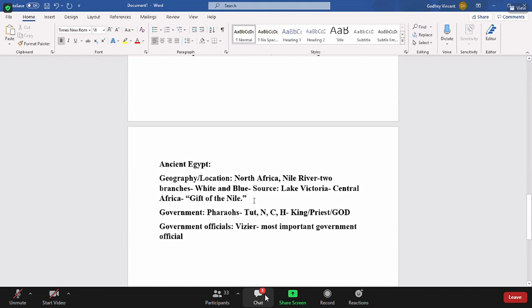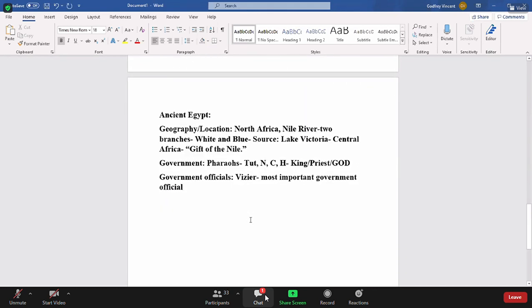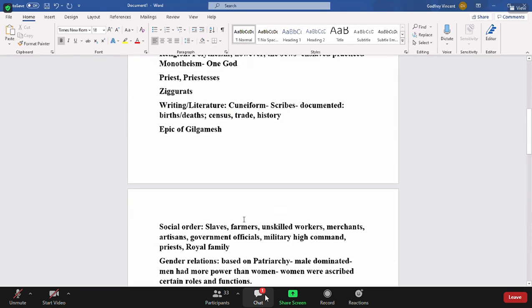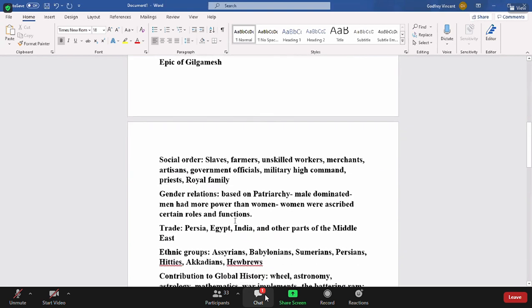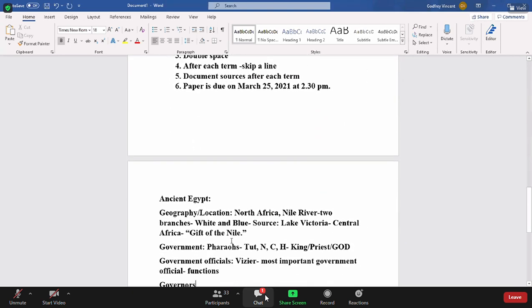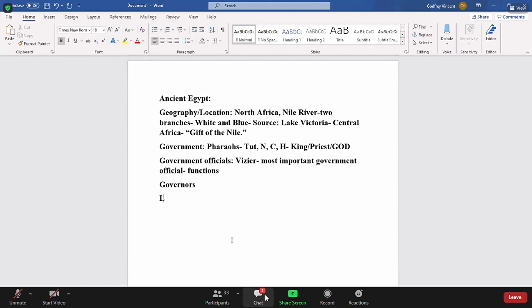What else did we do? So we have government, and you can talk about the functions. What are the functions of the vizier, right? And they also had governors who were responsible for each region of Egypt. So government, and we come to laws. What is the law in Egypt called?